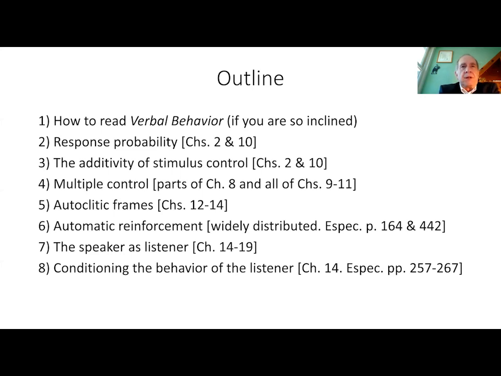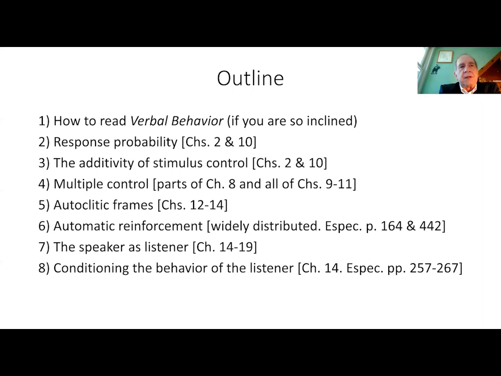In chapter 8 and all of chapters 9 through 11, Skinner discusses the concept of multiple control, which is an extremely important concept, and I'll just prefigure it here by alluding to it, but not going into it. Next, we'll turn to autoclitic frames, chapters 12 through 14.